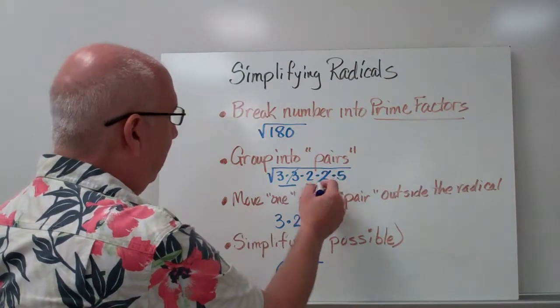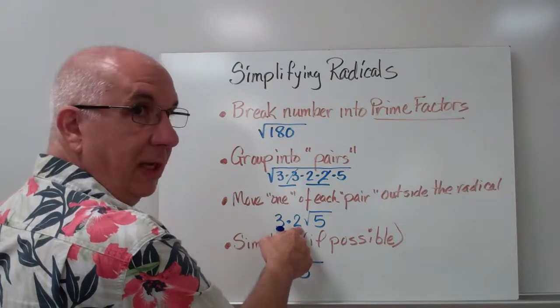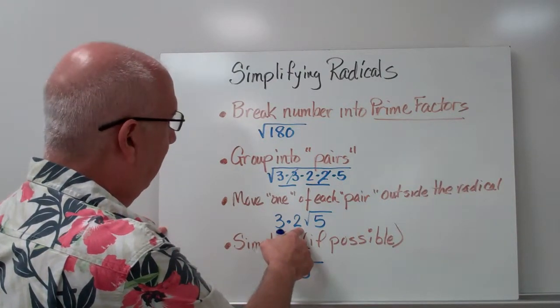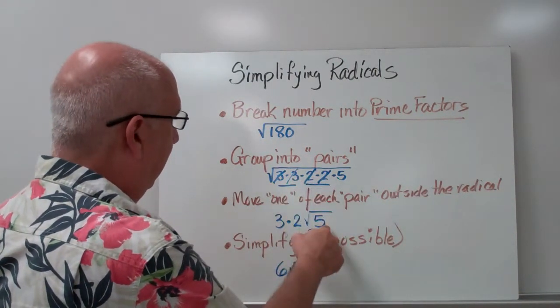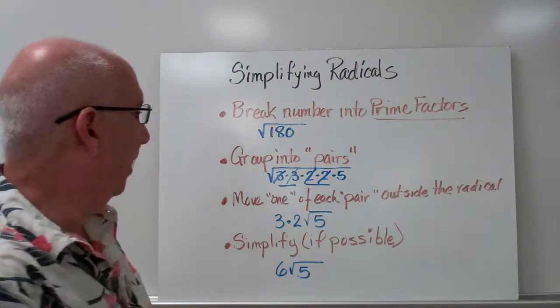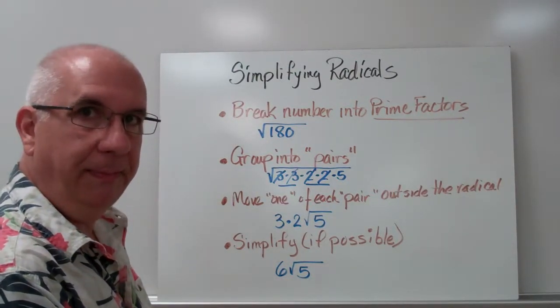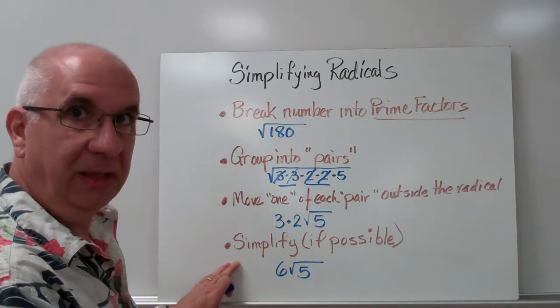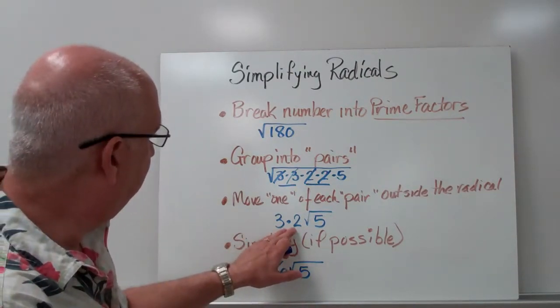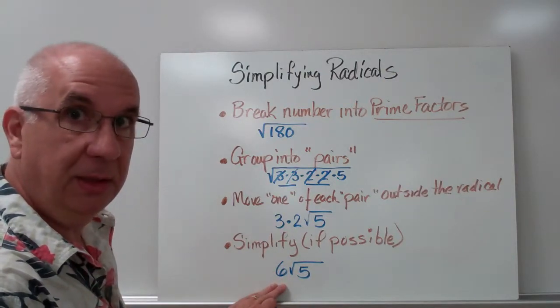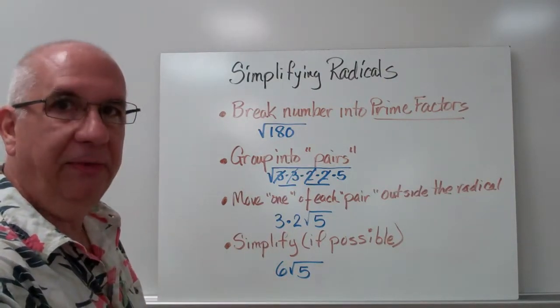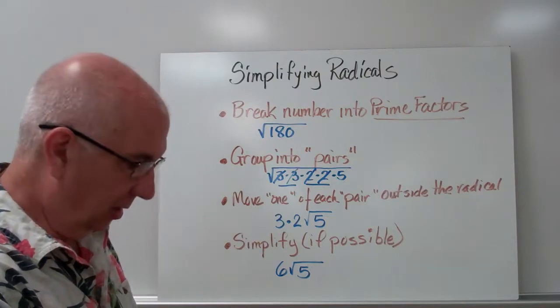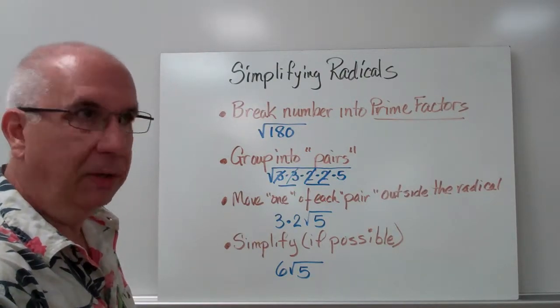Do the same thing for the 2. So now we've got 3 times 2 out in front. These are gone, and I'm left with the square root of 5 underneath. Last step, simplify if you can. And we can simplify this one, because 3 times 2 is 6, and we still have the radical 5. This is the process for simplifying a radical.